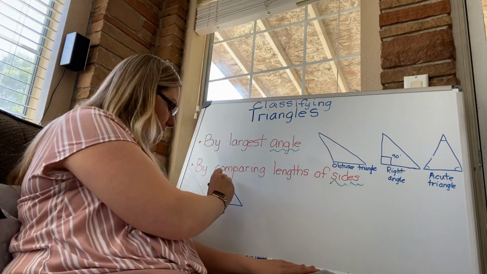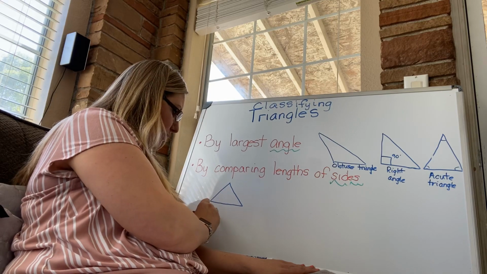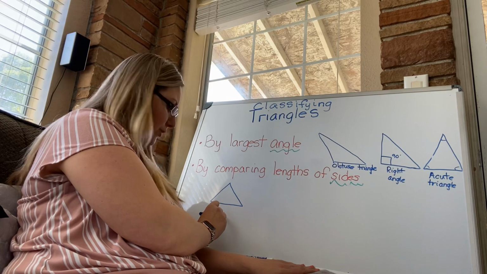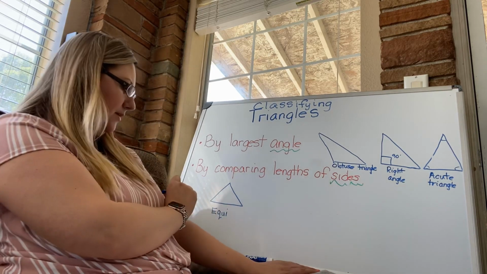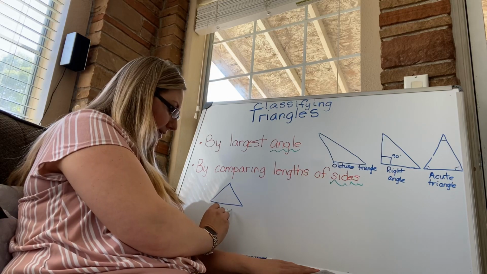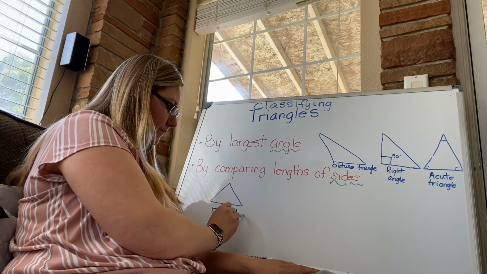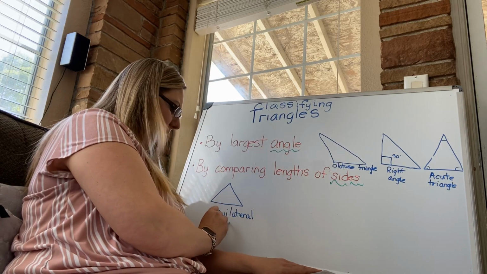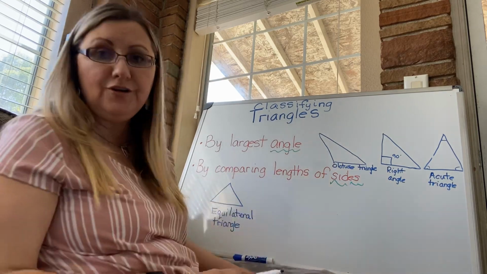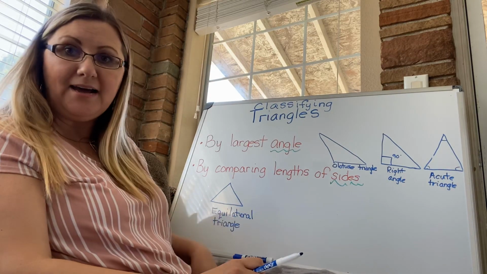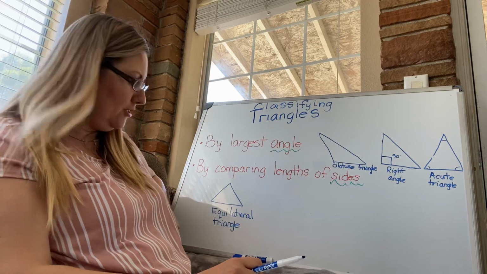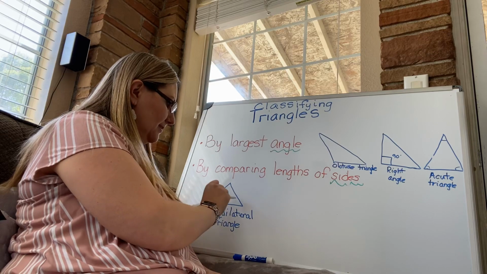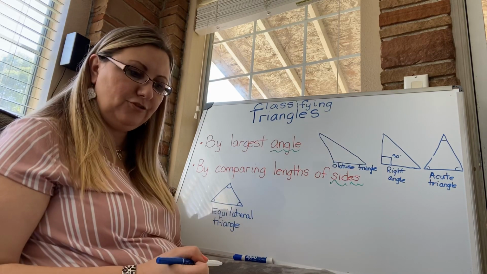If every side is the same length, then this would be called an equilateral triangle. We learned earlier this year that this word lateral means side. So this means equal-sided triangle. This is where every angle is exactly the same size, an equilateral triangle.